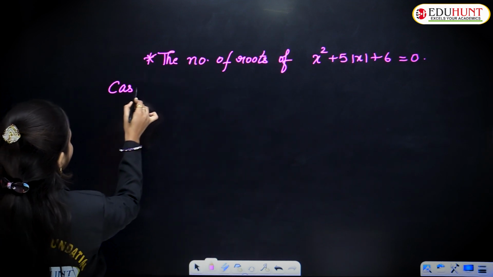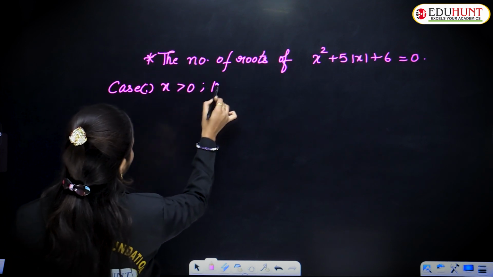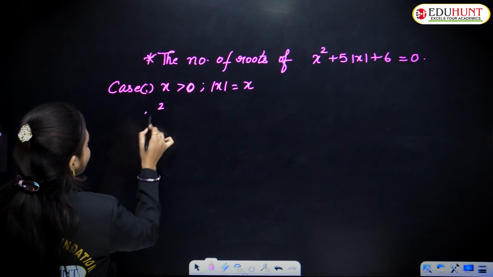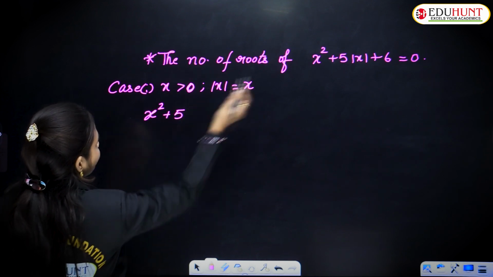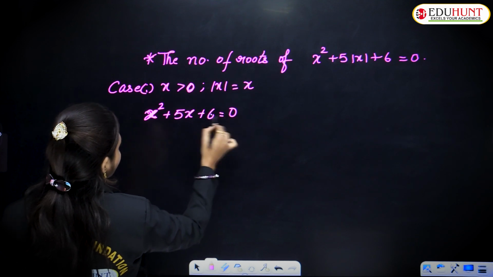Case 1, x is greater than 0, then modulus of x is equal to positive x. So we can write this as x square plus 5x plus 6 is equal to 0.